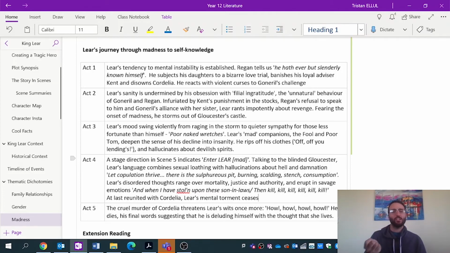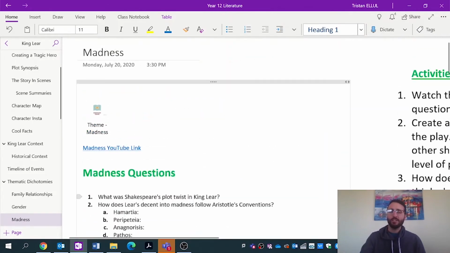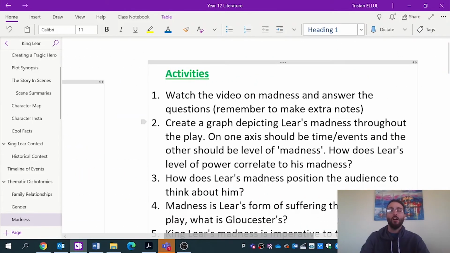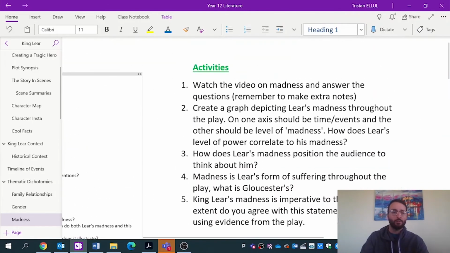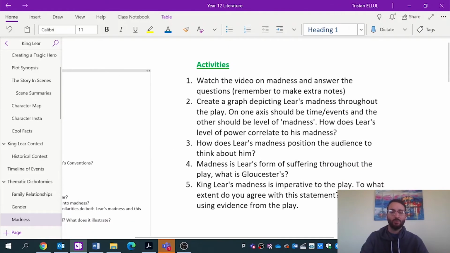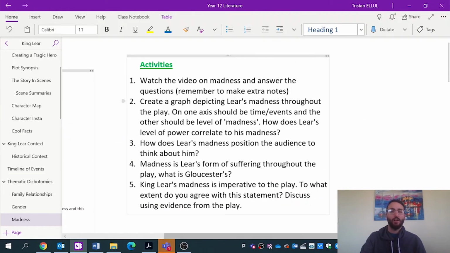We can really dive into that a little bit more, I think. So you have some activities here that are hopefully going to help with your understanding of this scene. We should have watched the video on madness and answer the questions at the top here. And then we're going to create a graph depicting Lear's madness throughout the play.